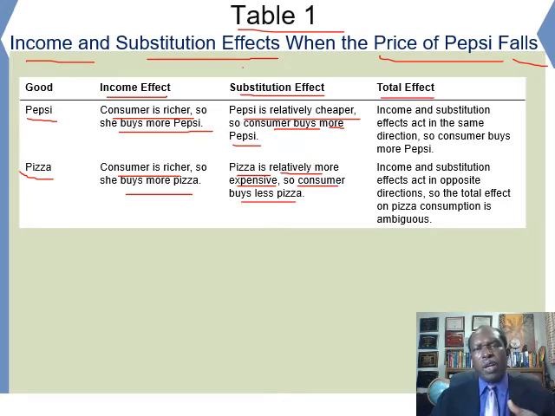The total effect is that for Pepsi, the income and substitution effects act in the same direction, so the consumer buys more Pepsi. In the case of pizza, the income and substitution effects act in opposite directions, so the total effect on pizza consumption is ambiguous.